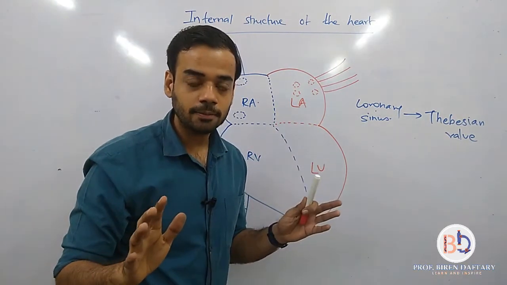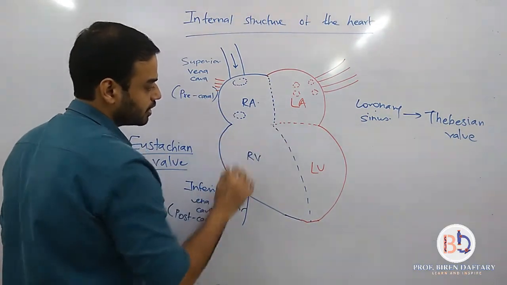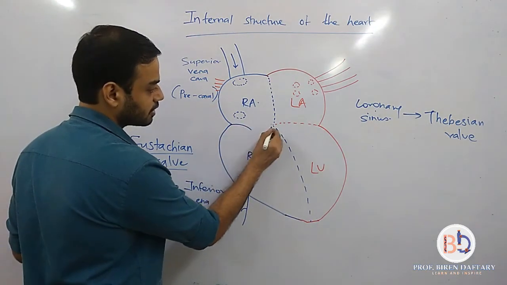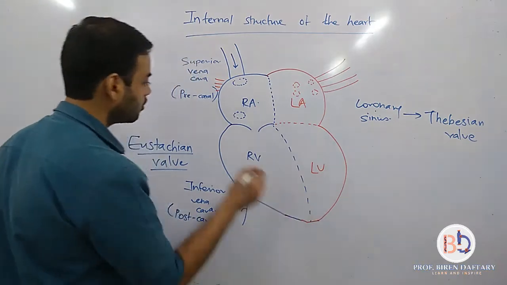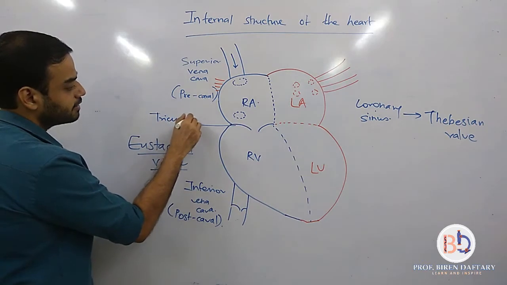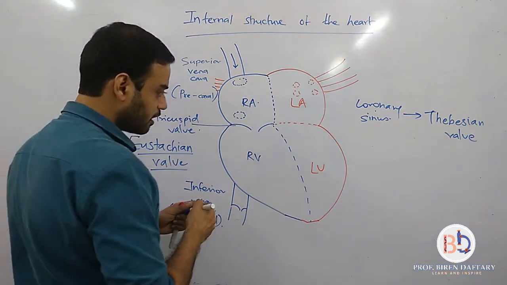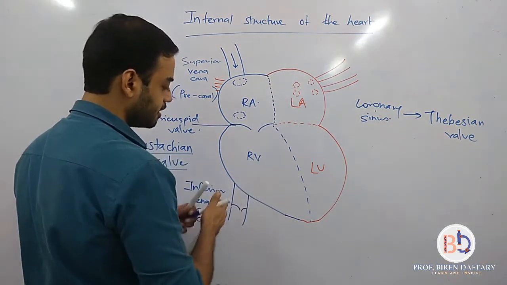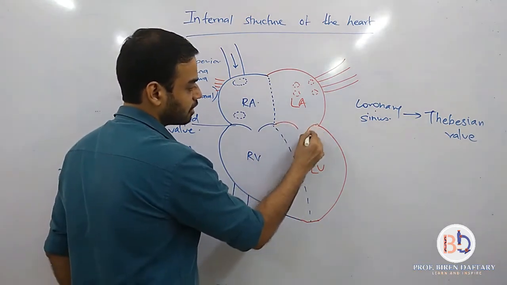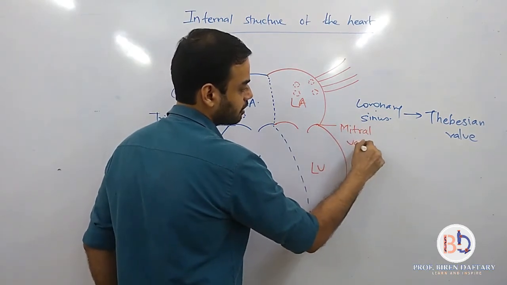Simple? Clear? Very important to mention the valves. Okay, so the valve present between the right atrium and the right ventricle over here. What is the name of the valve? You already know it. It is called as the tricuspid valve. Similarly, the valve which is present between the left atrium and the left ventricle, it is called as the mitral valve, correct? Or it is also called as the bicuspid valve.